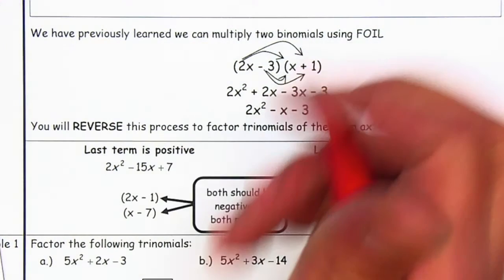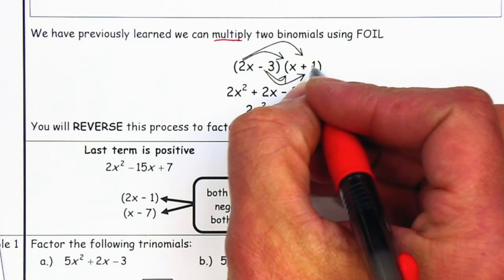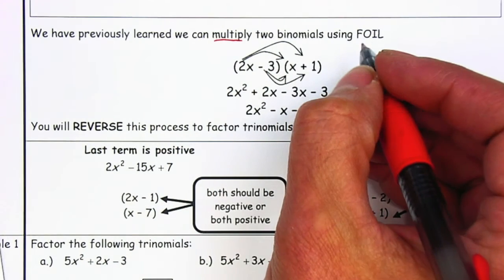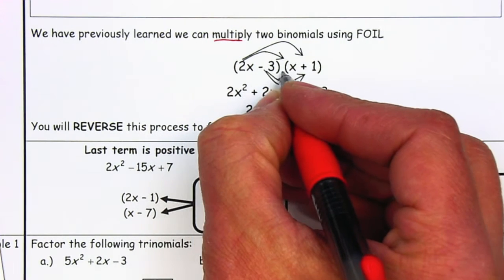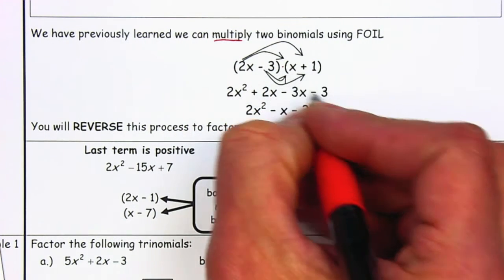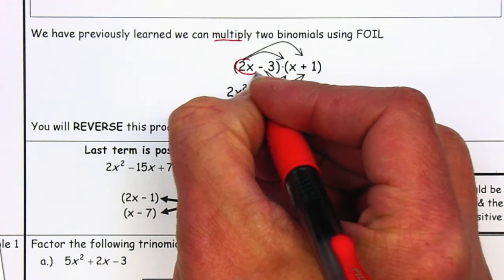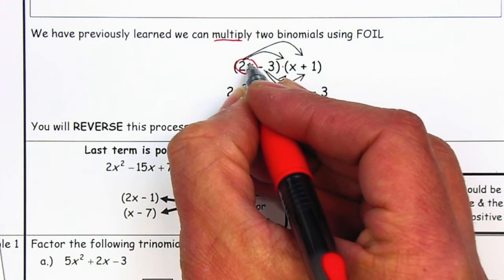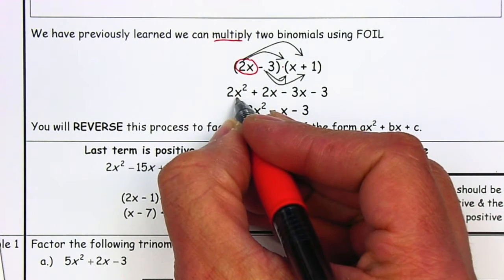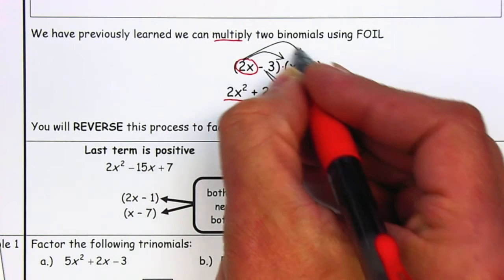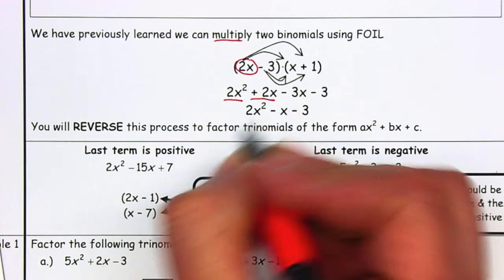We have learned how to multiply two binomials by using FOIL or the distributive property. When we multiply 2x minus 3 by x plus 1, we distribute the 2x times the x and the 2x times the 1. 2x times x is 2x squared. 2x times 1 is positive 2x.